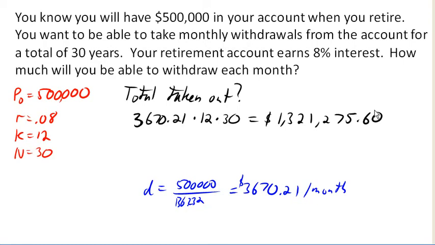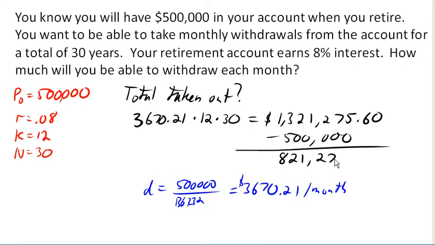And how much of that was from the original amount? Only 500,000 of that was from the original amount that we started with, and that means that everything else in there, the other $821,275.60, is from interest. Wow, that's a heck of a lot of interest that was earned over those 30 years.